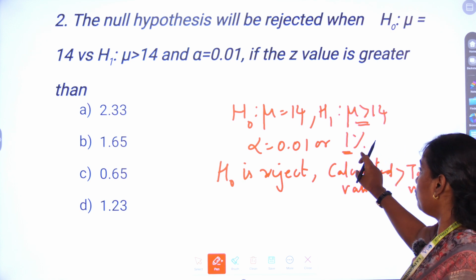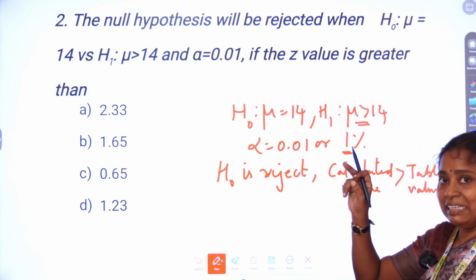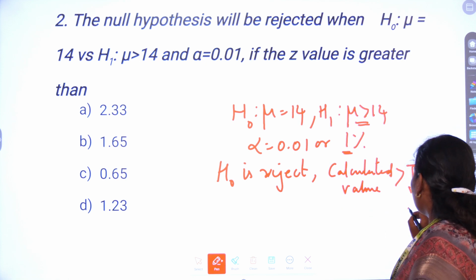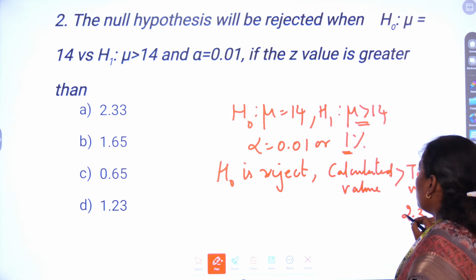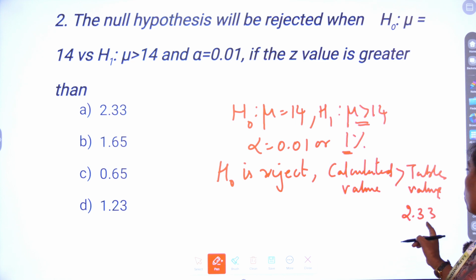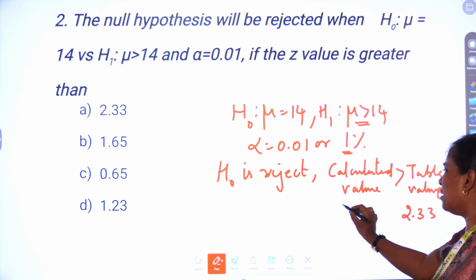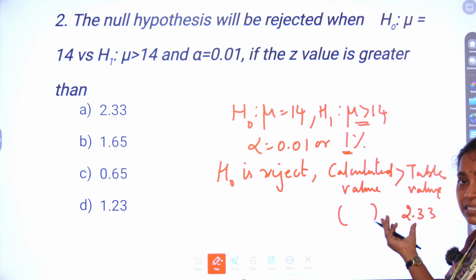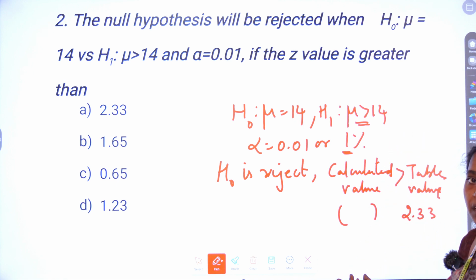So in the table for 1% right-tailed test, it is 2.33. So your table value is 2.33. So what is the meaning of it? Now calculated value is not known to us because the data are not given to us. Sufficient data is not given to calculate the test statistics. So it is not available, so we are not calculating.